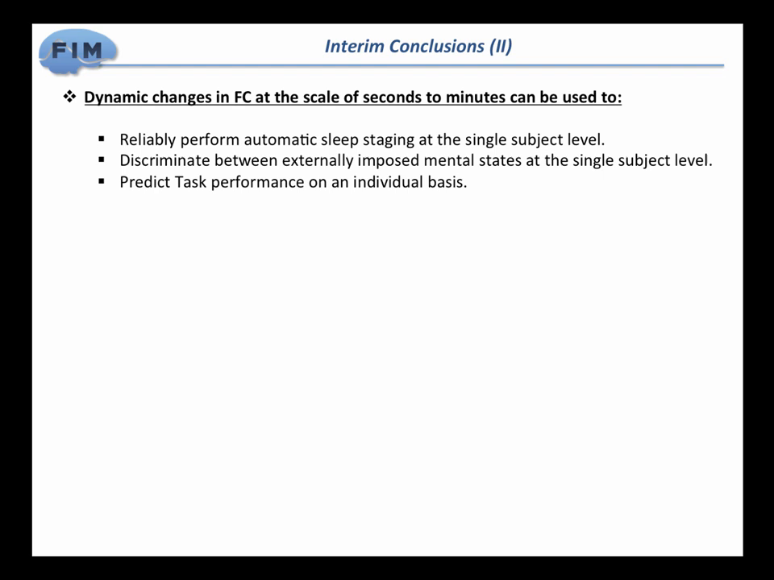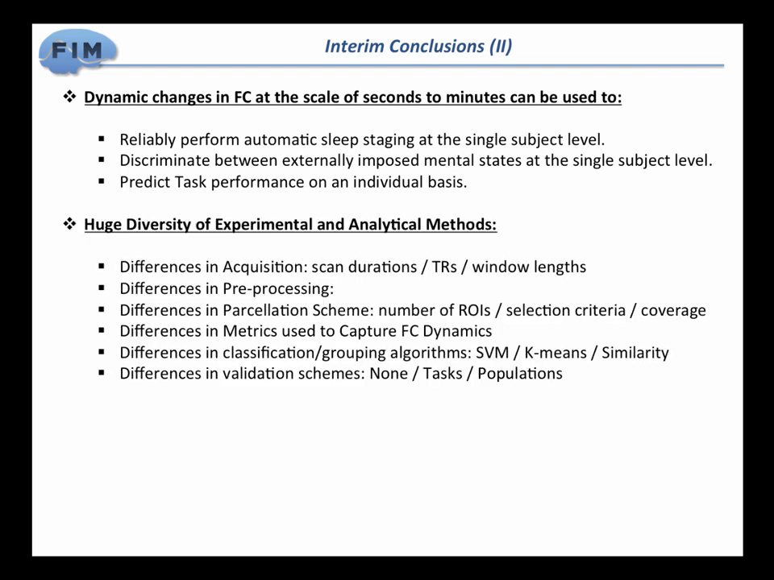So, conclusions about this second part of the talk. Dynamic changes in functional connectivity, again at the scale of seconds to minutes, meaning within a run, reliably allow us to do sleep staging based on fMRI, not on EEG, discriminate between externally imposed mental states, and even potentially predict task performance.